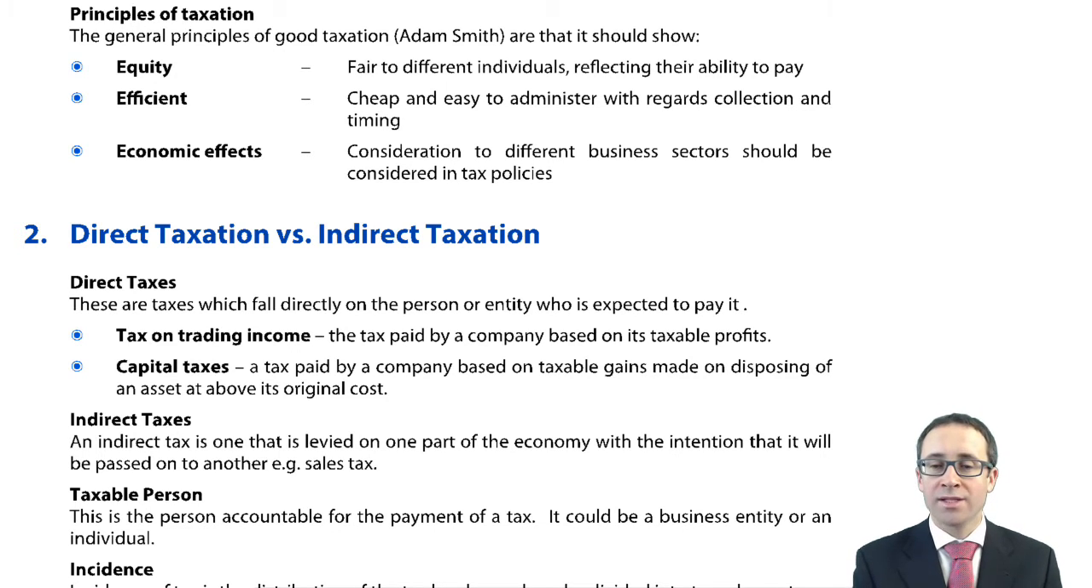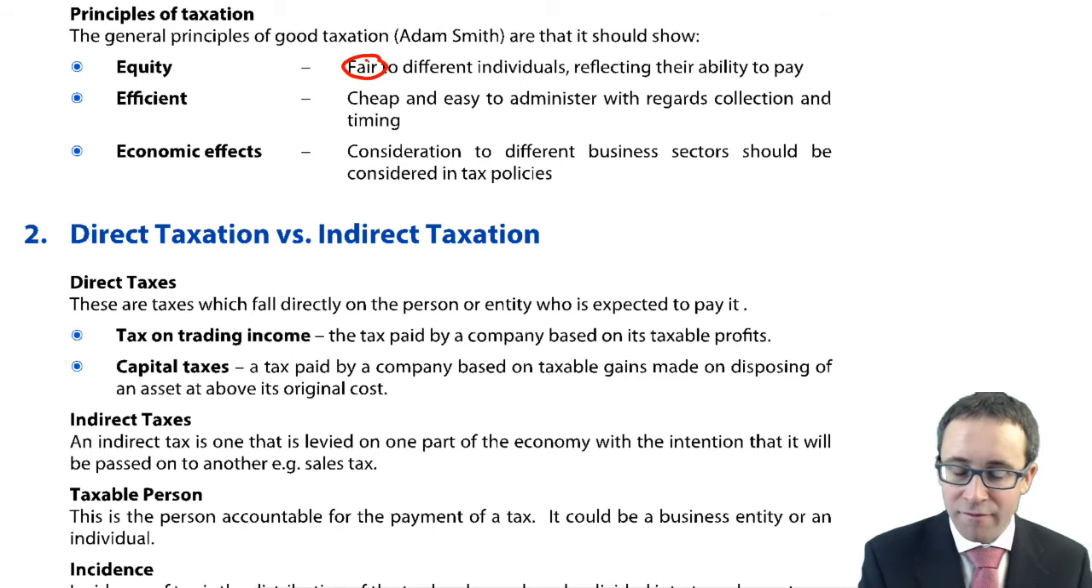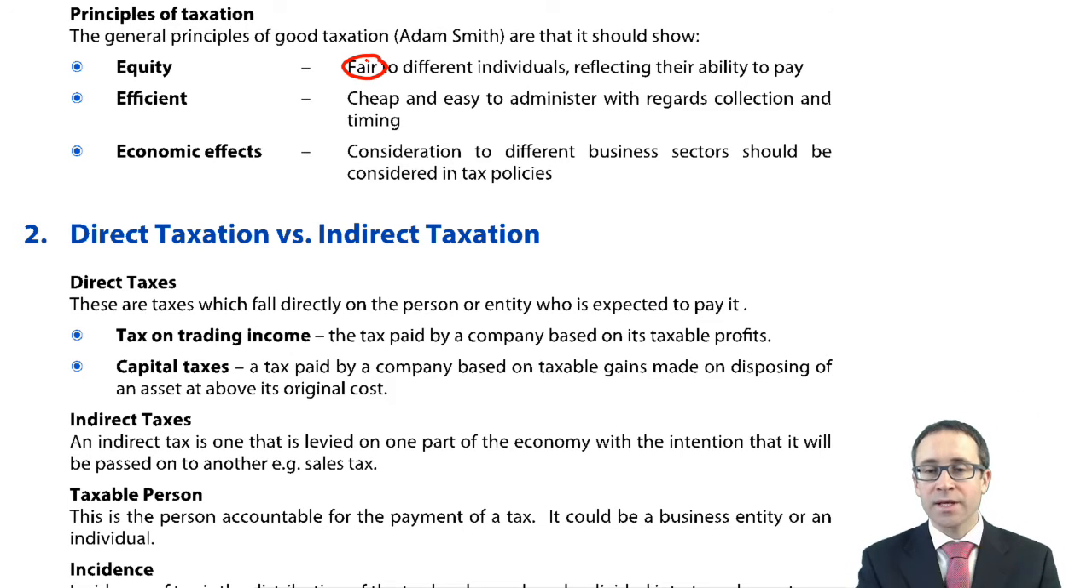So first of all, we need to have taxation that has equity within it, so that it is being fair to different individuals. It doesn't want to put too great a tax burden on those people who are less fortunate and therefore can't afford to pay that amount of tax. So the wealthier you are, the more you are able to pay tax, and therefore you should pay higher rates of tax. They may disagree with that, but that is then fair to everybody in society.